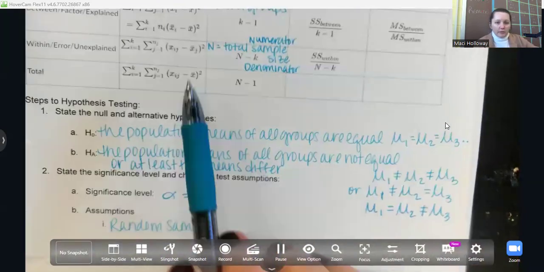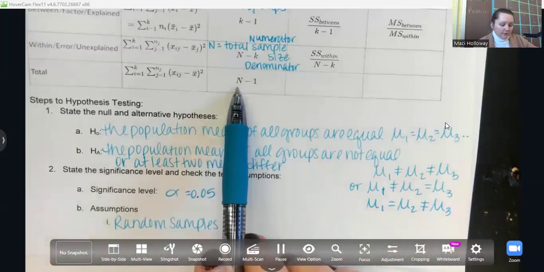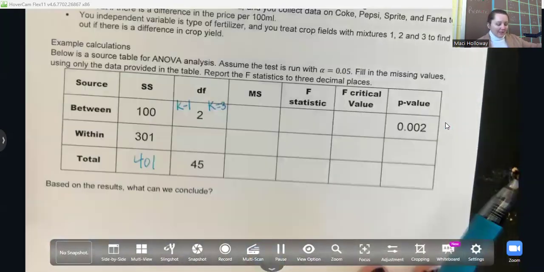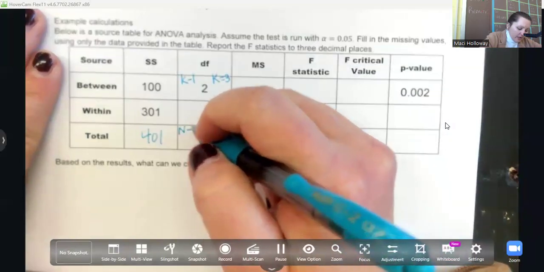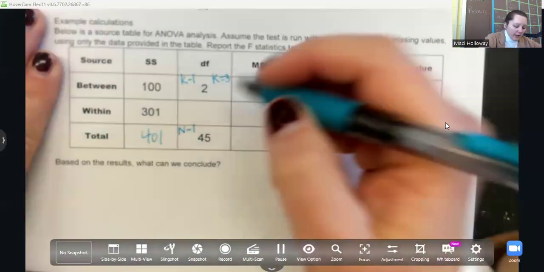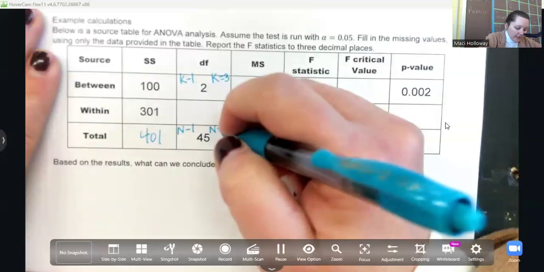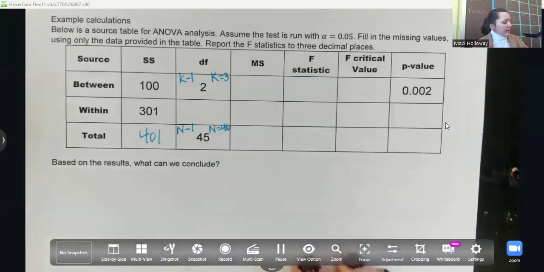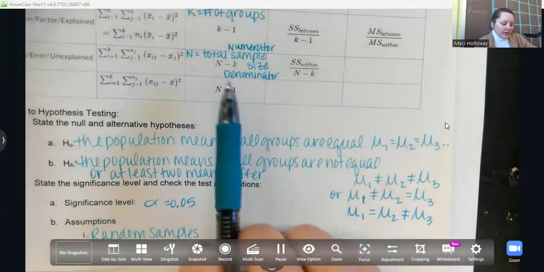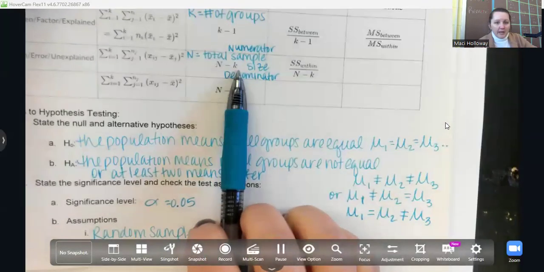Nope, we wanted to look at the third one. Our total degrees of freedom is n minus 1. So if our total degrees of freedom here is 45, and n minus 1 equals 45, then we can determine that n equals 46.